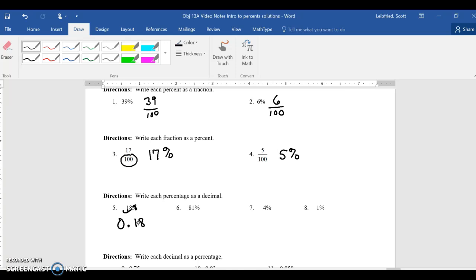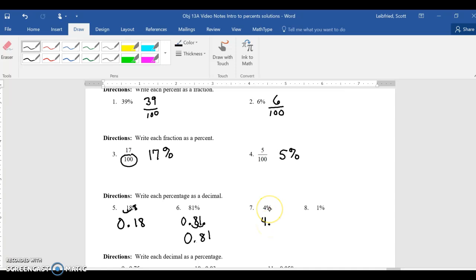In number 6, we have 81%. Again, we get rid of the percent sign and we put a decimal there and we move it to the left 2 places. When we move it to the left 2 places, we always want to add a 0. So this is 0.81.